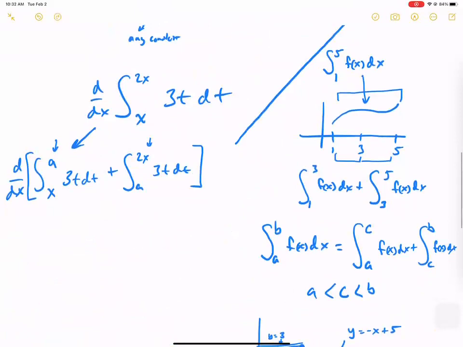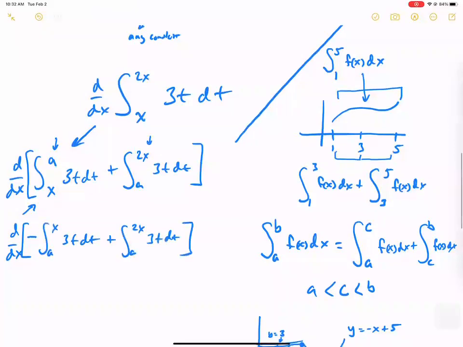So in order to do this problem, we're going to spin this around, and the way we spin this around is that we give it a negative. So here's what we do. d over dx, negative integral from a to x of 3t dt, plus the integral of a to x 3t dt.